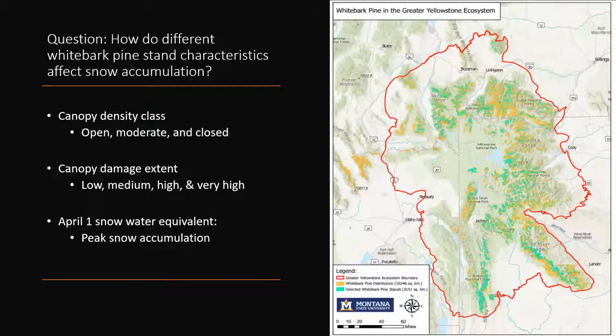The map here on the right shows the whitebark pine dominated stands in teal that I used for this analysis, whereas the orange represents the entire whitebark pine distribution.